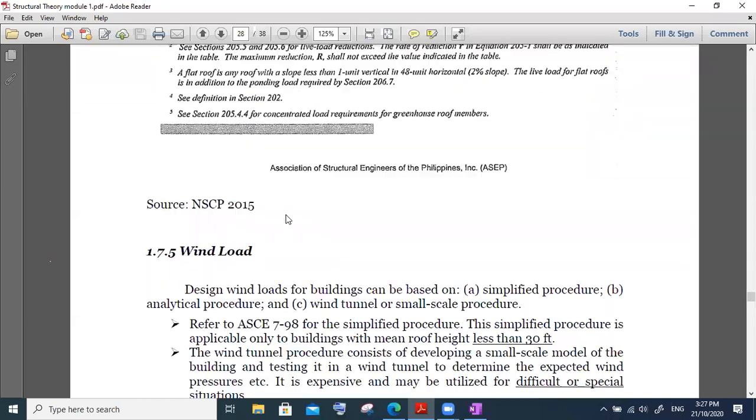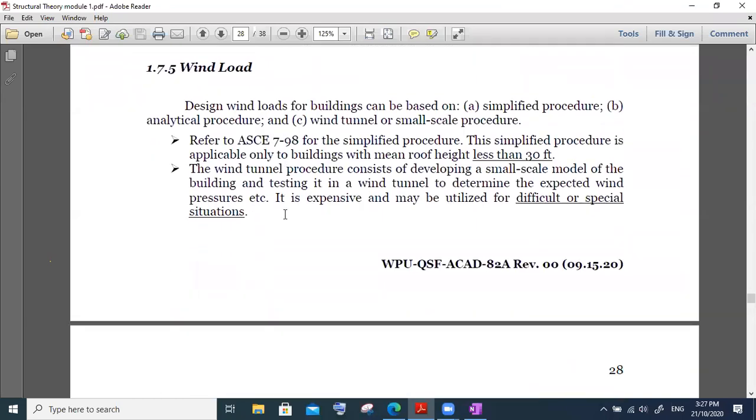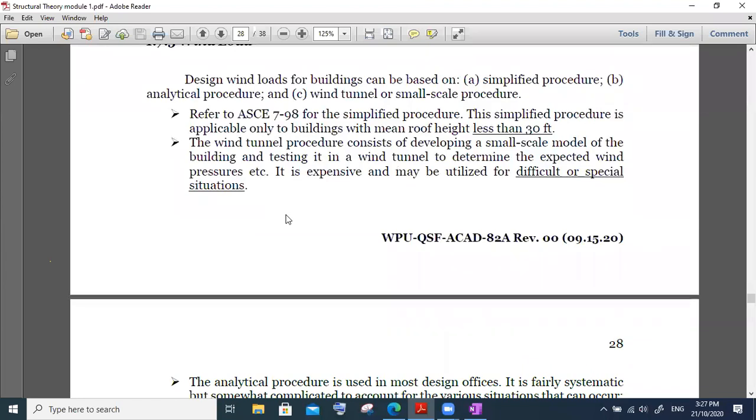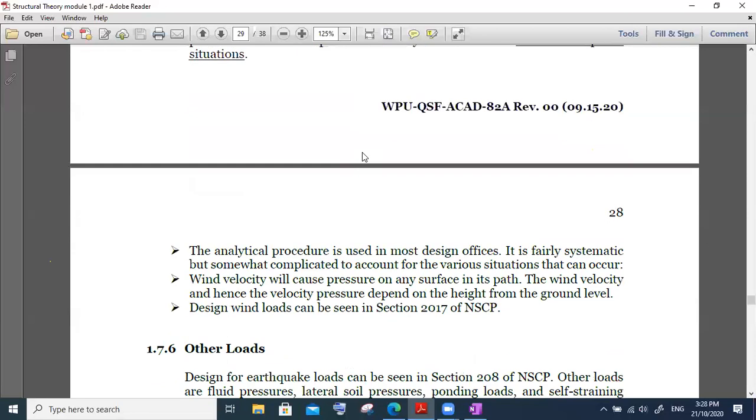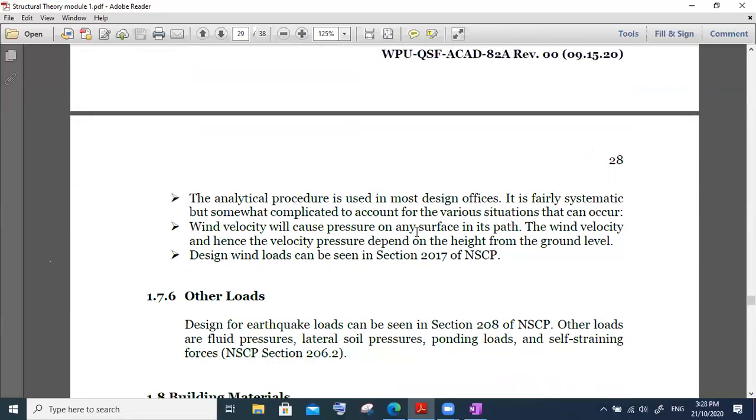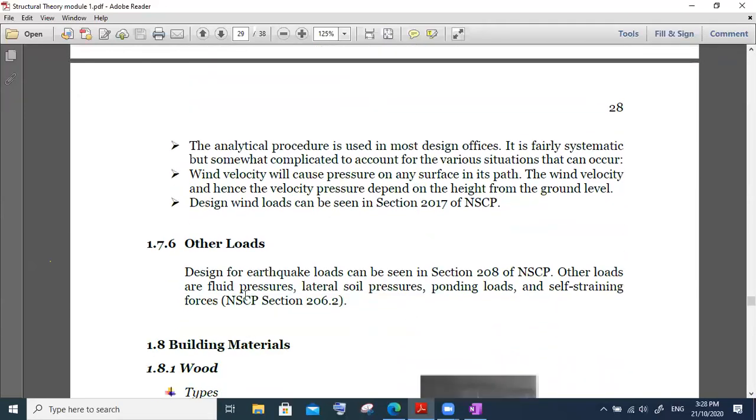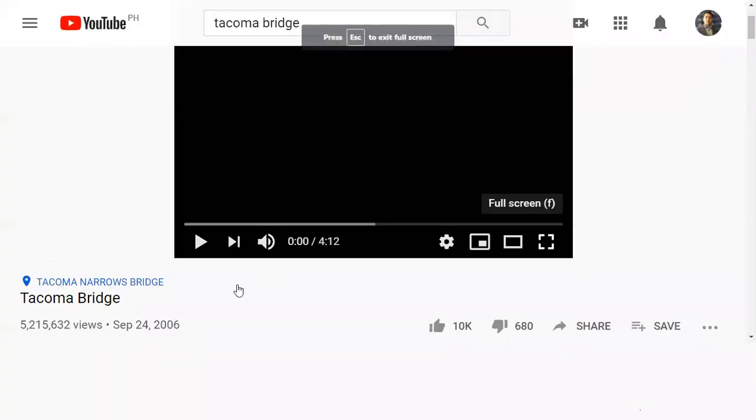Wind load. The design wind load for a building can be based on the simplified procedure, the analytical procedure, or the wind tunnel or small-scale procedure. When we watch the video in the activity, they showed a wind tunnel there. Let's switch here, I'll show a video.